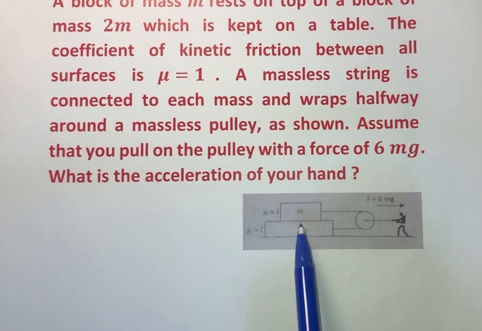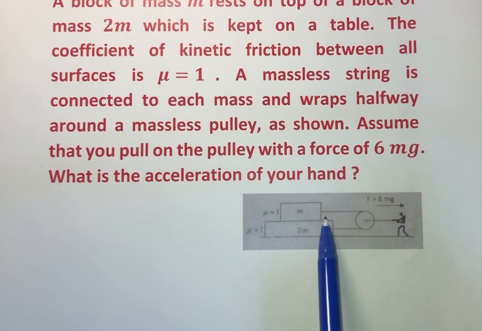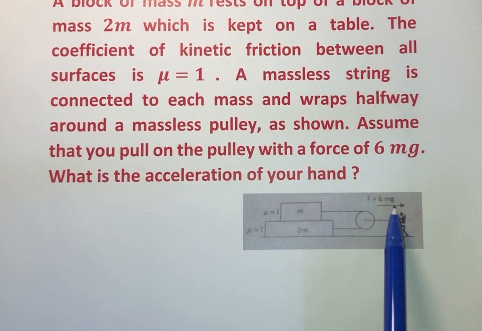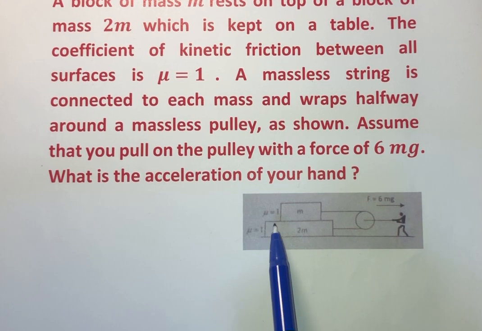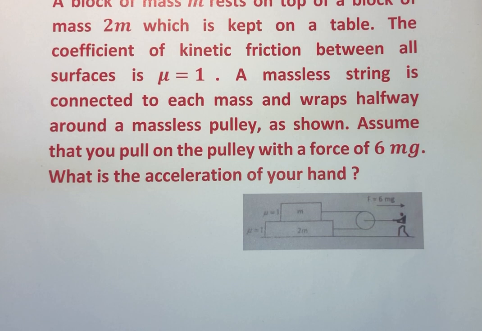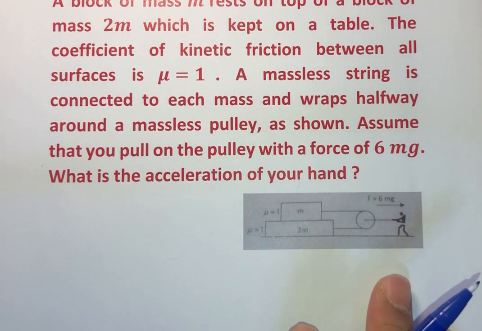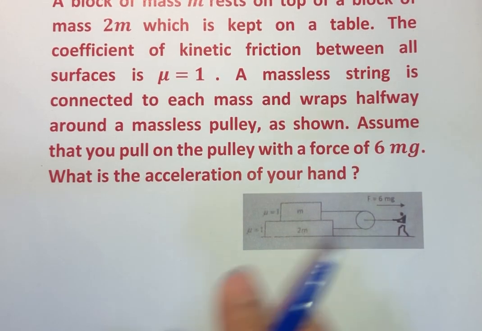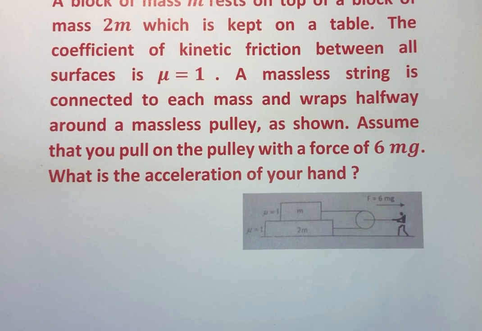This is the figure in which the mass m sits on the top of 2m. m and 2m are connected with the help of a pulley, and this pulley is being pulled by a force of 6 mg, and the coefficient of friction between each surface is given as 1. So first of all, let us draw the free body diagram for the mass m as well as 2m, and then we are going to move forward.